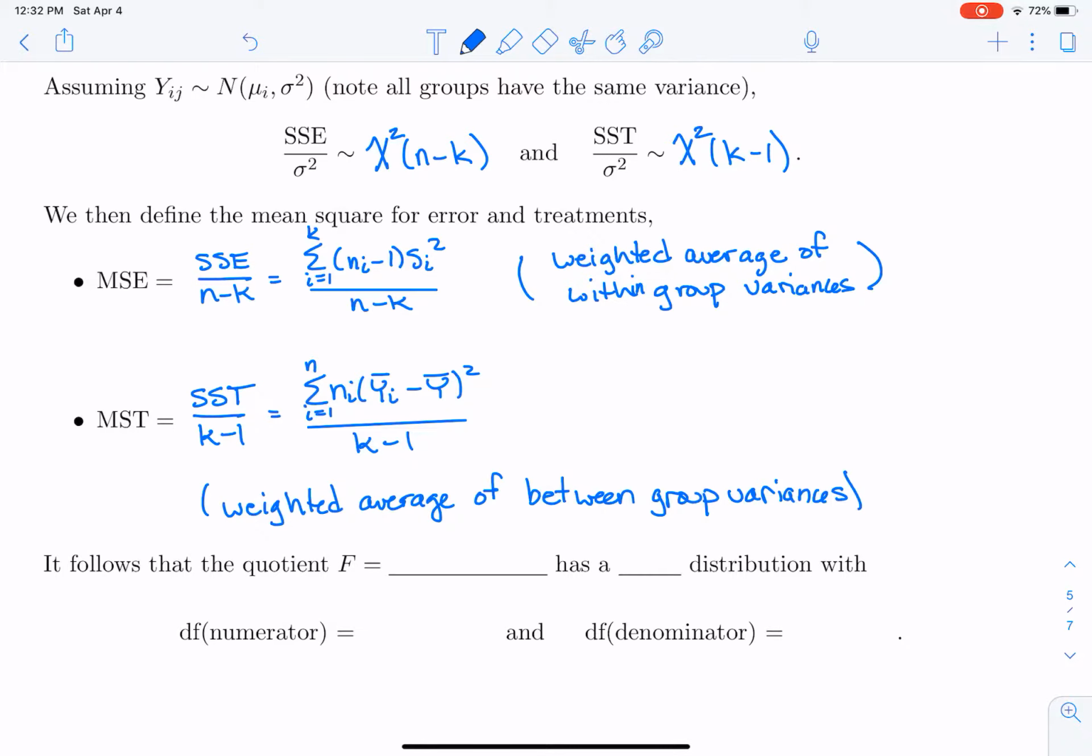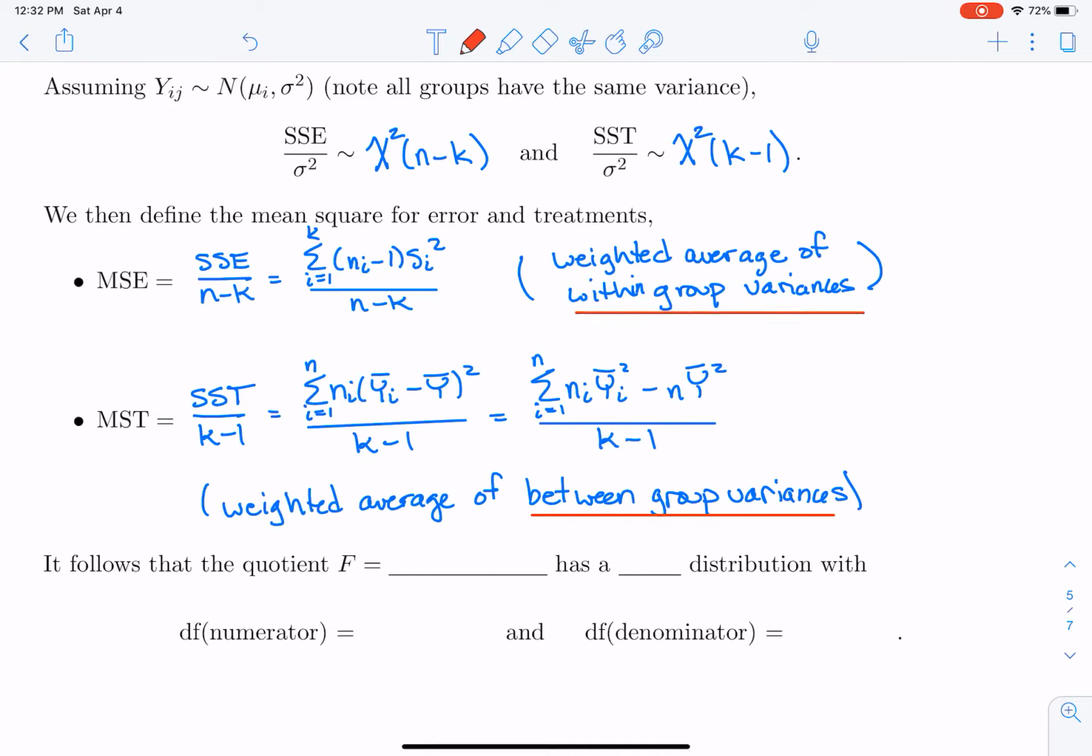So it's a weighted average of the between group variances. Okay, now we could rewrite this if we want using that formula we found, the sum of i equals 1 to k of n sub i, y sub i bar squared minus n y bar squared, and then we divide that by k minus 1. Okay, so mean square treatments is between group variances, and mean square error is within group variances.